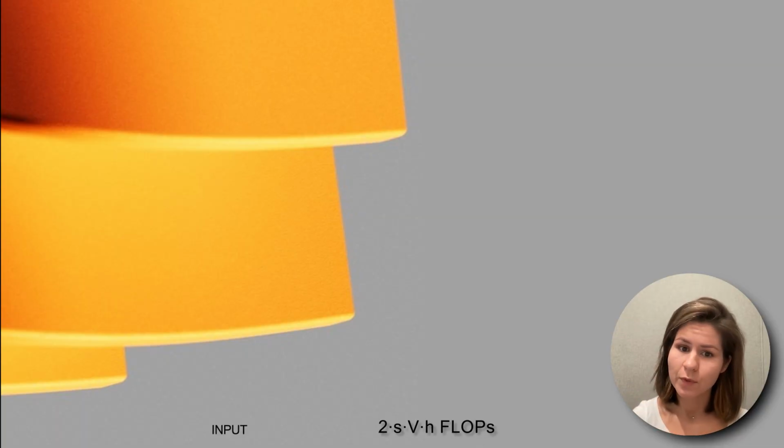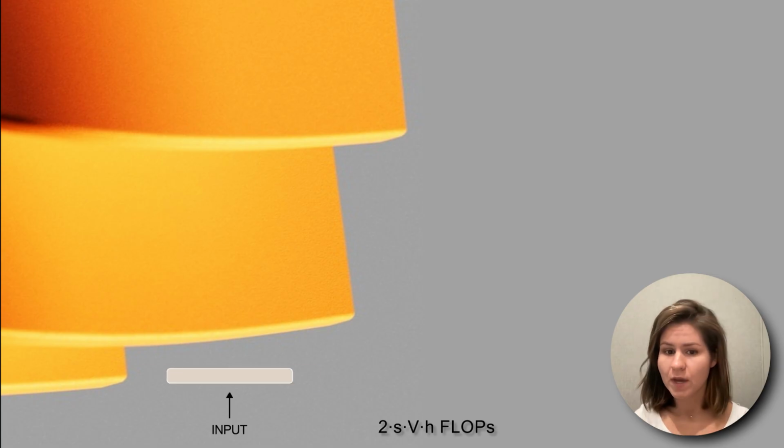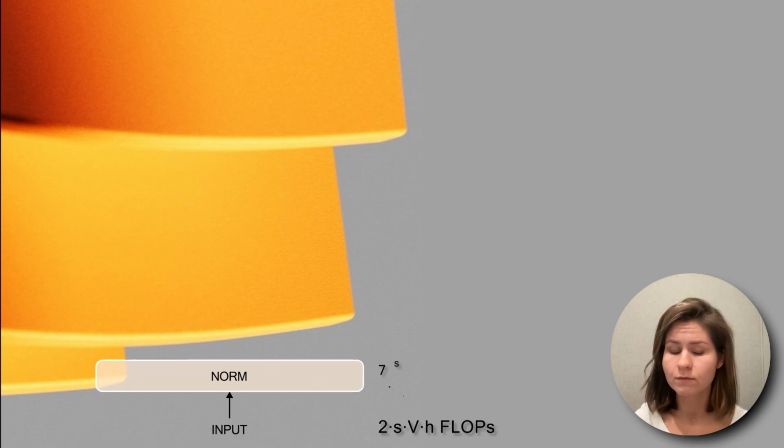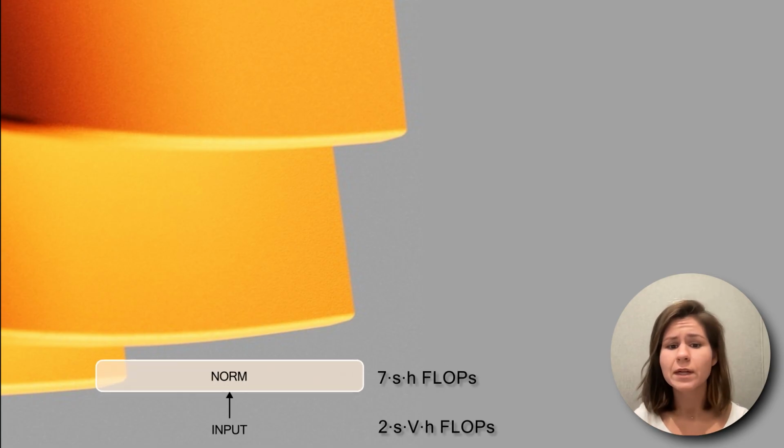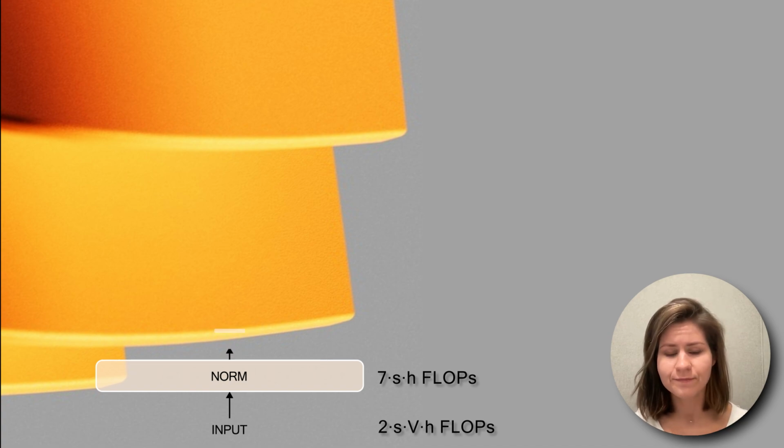Embedding needs to multiply a matrix of size S by H by the embedding matrix of size V by H. So thus we need 2 multiplied by S multiplied by V multiplied by H FLOPs. After that goes the layer norm. And layer norm is really tiny. Check out the details in the block for why it is 7 by S by H FLOPs.